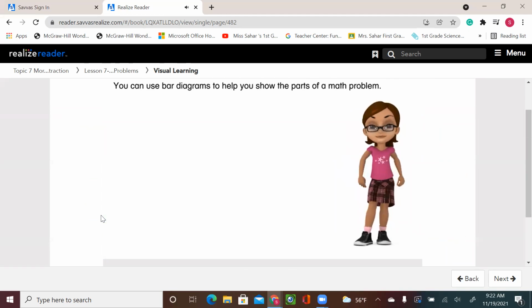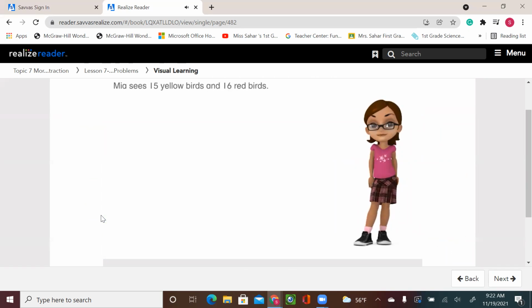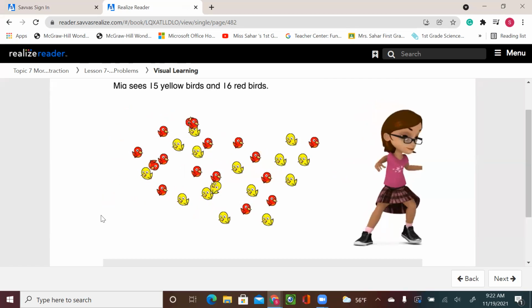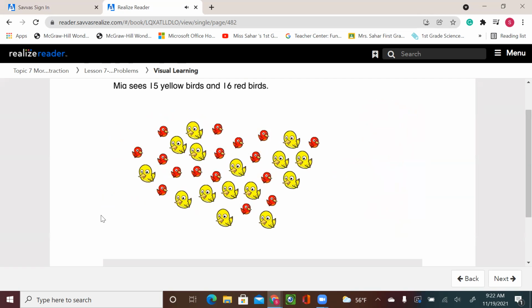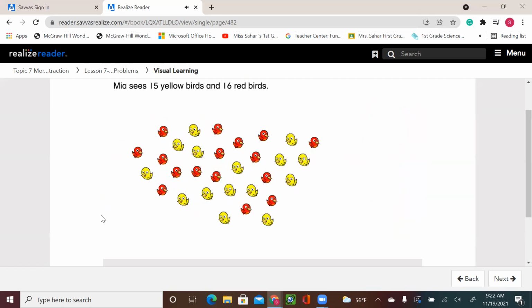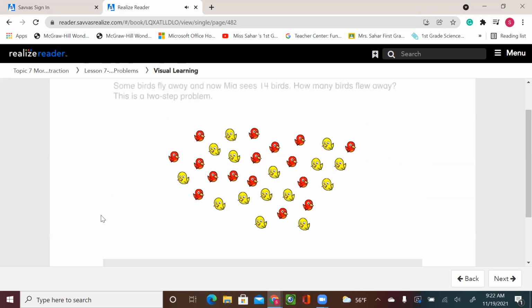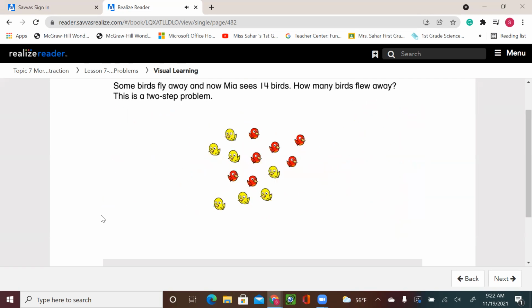You can use bar diagrams to help you show the parts of a math problem. Mia sees 15 yellow birds and 16 red birds. Some birds fly away, and now Mia sees 14 birds. How many birds flew away? This is a 2-step problem. Let's think about this two-step problem. What is the first step?